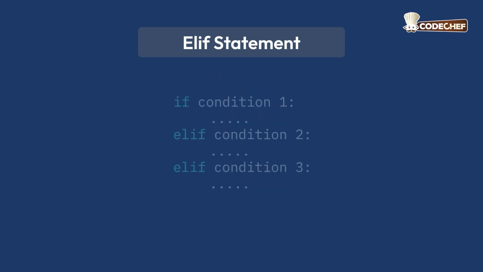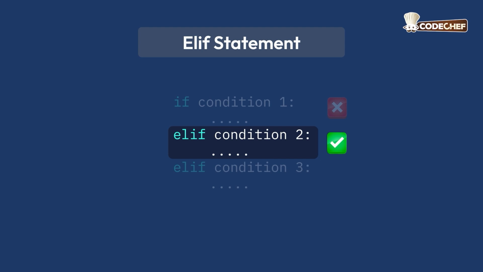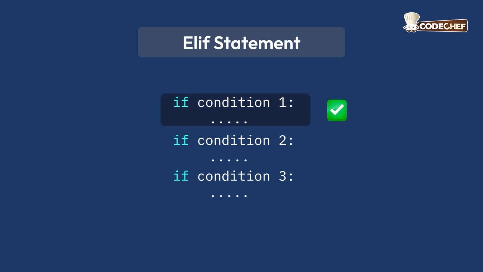Now, in Elif statement, a condition is checked only when all the previous conditions are false. Okay? Once a condition is true, no more conditions are checked. All the following conditions are ignored. Whereas in multiple if statements, every condition is checked one by one. They are independent of each other.